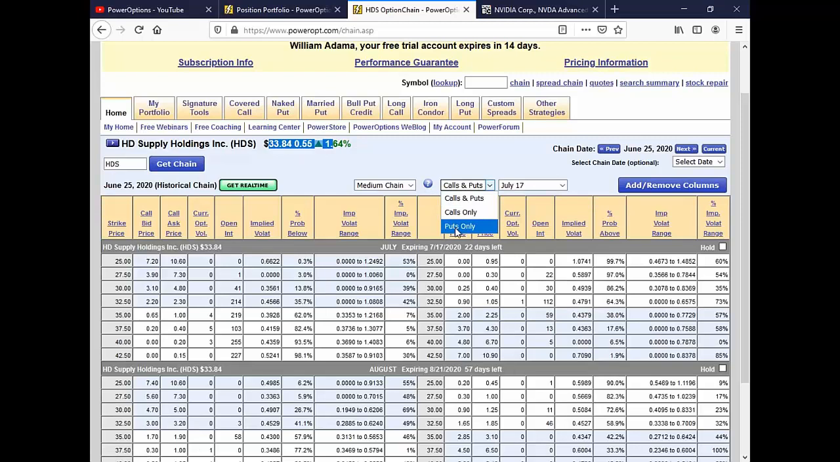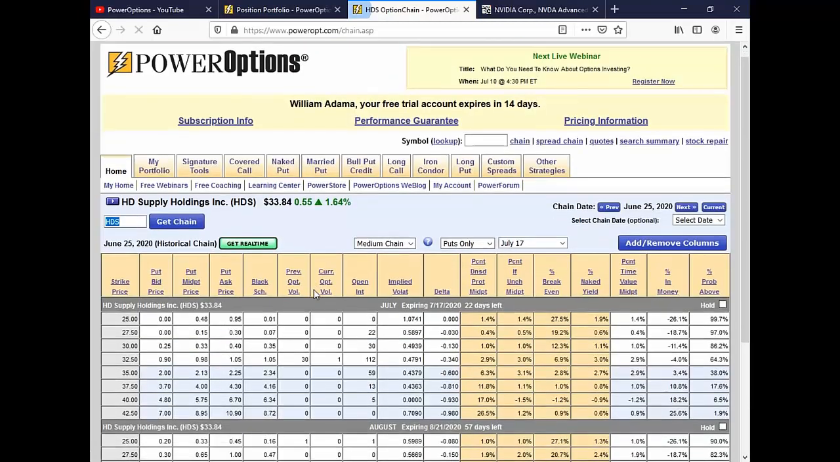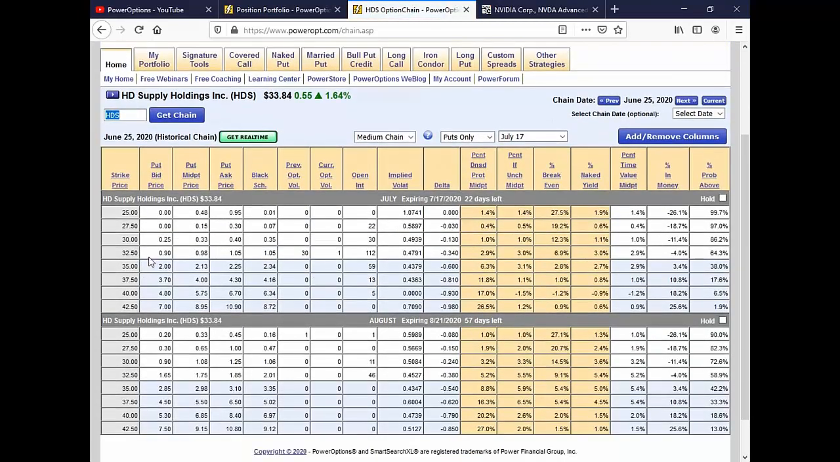Let's go to puts only. I don't have single strike differences. That's fine. So I'm going to sell, talking about on June 25th here. Well, on June 25th, I'm going to go ahead and sell the 32.50 strike put.